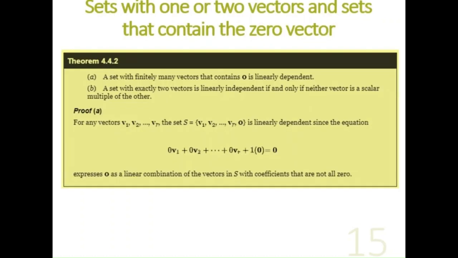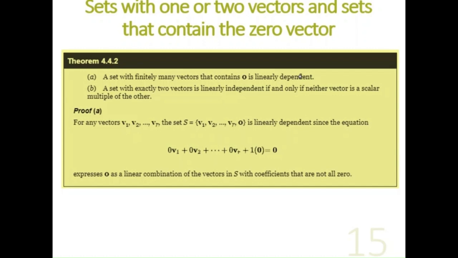This brings us to our next concepts that are presented in Theorem 4.4.2. So these are also statements that contain useful information for solving problems. And Theorem 4.4.2 says that a set with finitely many vectors that contains the 0 vector is linearly dependent. So if you get a problem and it shows that it contains the 0 vector here, well then you know that set of finitely many vectors is going to be linearly dependent.